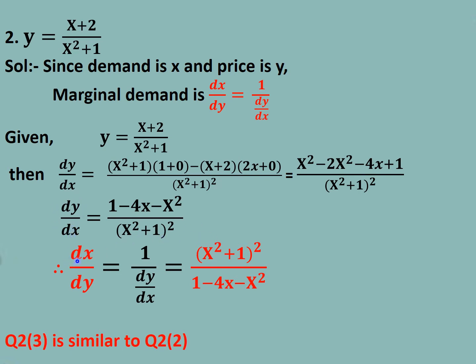Now we will find dx by dy as 1 upon dy by dx. That is x square plus 1 the whole square will come in the numerator, and 1 minus 4x minus x square will come in the denominator of dx upon dy. Now, question number 2, third one is similar to this sum. So, you can solve yourself.